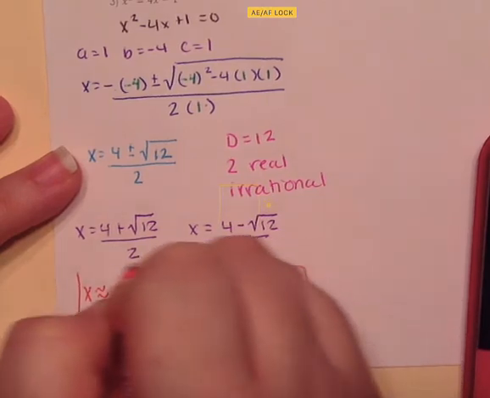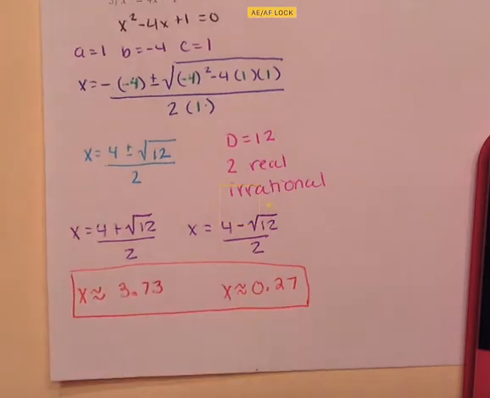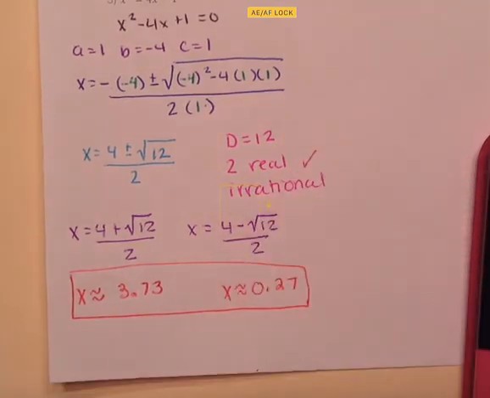Now going back to our discriminant, it says we should have 2 real, so there are no imaginaries in here, so that's good. Irrational means that we should have had really weird numbers, so our decimals. These are rounded to the nearest hundredth. We cannot write them as a fraction, so that means that our discriminant was correct.